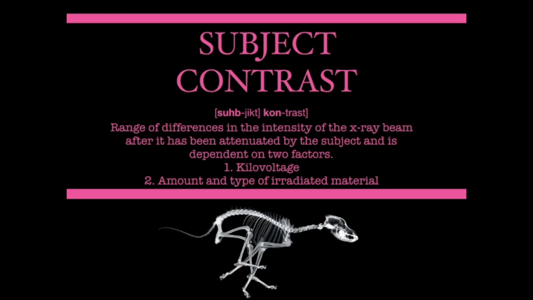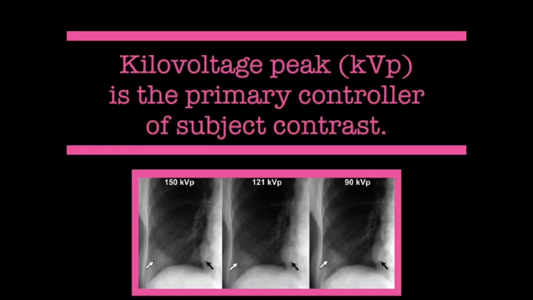Subject contrast is the range of differences in the intensity of the X-ray beam after it has been attenuated by the subject and is dependent on two factors. 1. Kilovoltage, and 2. Amount and type of irradiated material. Kilovoltage peak, also known as KVP, is the primary controller of subject contrast. As you can see below, I have 3 different images demonstrating 3 different types of KVP.